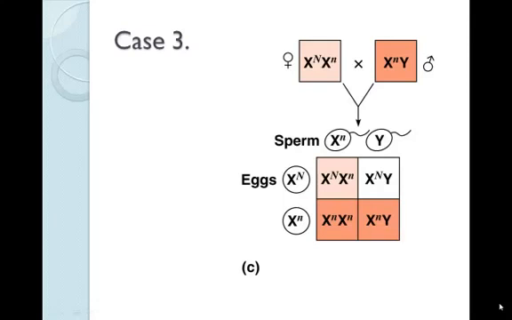If we look at the Punnett square, we can see that one half of the females will be carriers with normal color vision, and one half of the females will be colorblind. For males, one half will have normal color vision and one half will be colorblind.